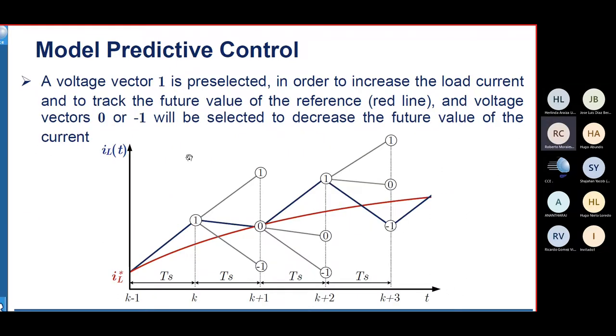A voltage vector 1 is preselected in order to increase the load current and to track the reference, in this case, the red line. And voltage vectors 0 or minus 1 will be selected in order to decrease the future value of the current.